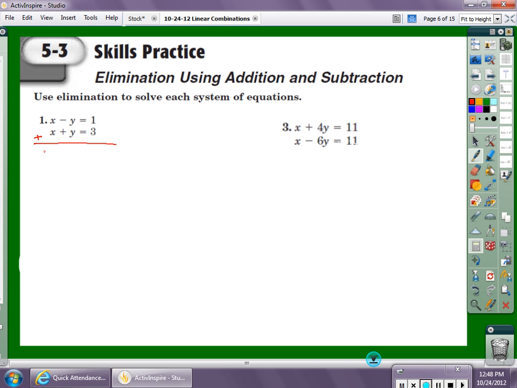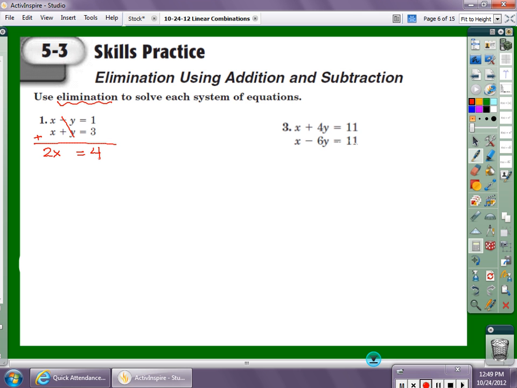x plus x gives us 2x. Sorry, if I'm going too fast, you can hit pause and copy this down, but I don't want the video to be like 30 minutes long, so I'm moving a little quickly. All right, so x plus x, we get 2x. If I add up a negative y and a positive y, I get 0y. So that really just cancels out, or eliminates itself. Okay, and then 1 plus 3 is 4. Check that out. That was really quick.